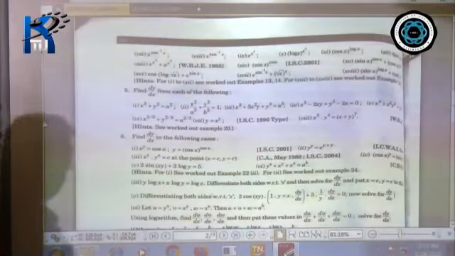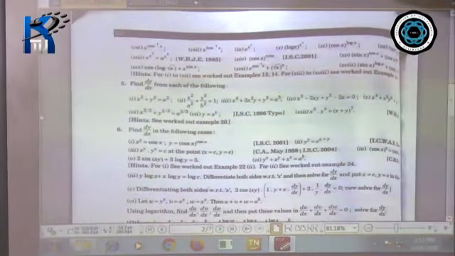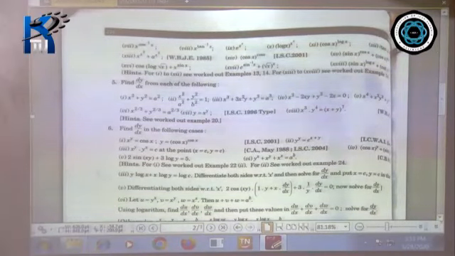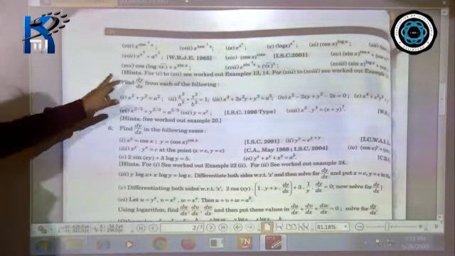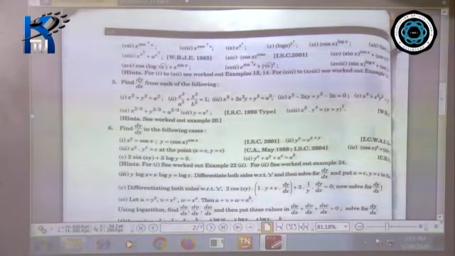This is page 226. Question number 4, as you can see, there are how many? 17 questions in total. Yes, 17 questions in total.